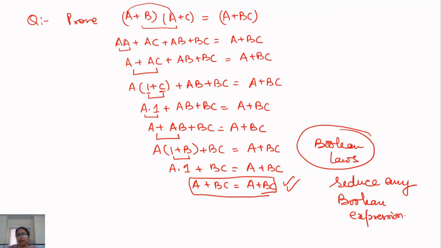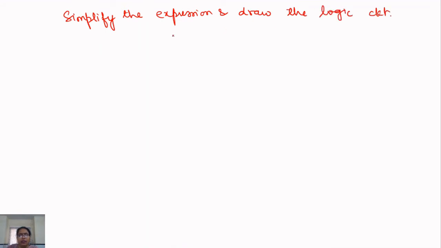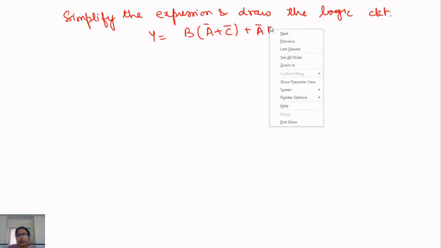We will see in the next slide why you have to reduce any Boolean expression. The question is, simplify the expression and draw the logic circuit. Y is equal to b into (a bar plus c bar) plus a bar into b bar. This is an expression we have to first simplify, or the question may be to reduce the expression.